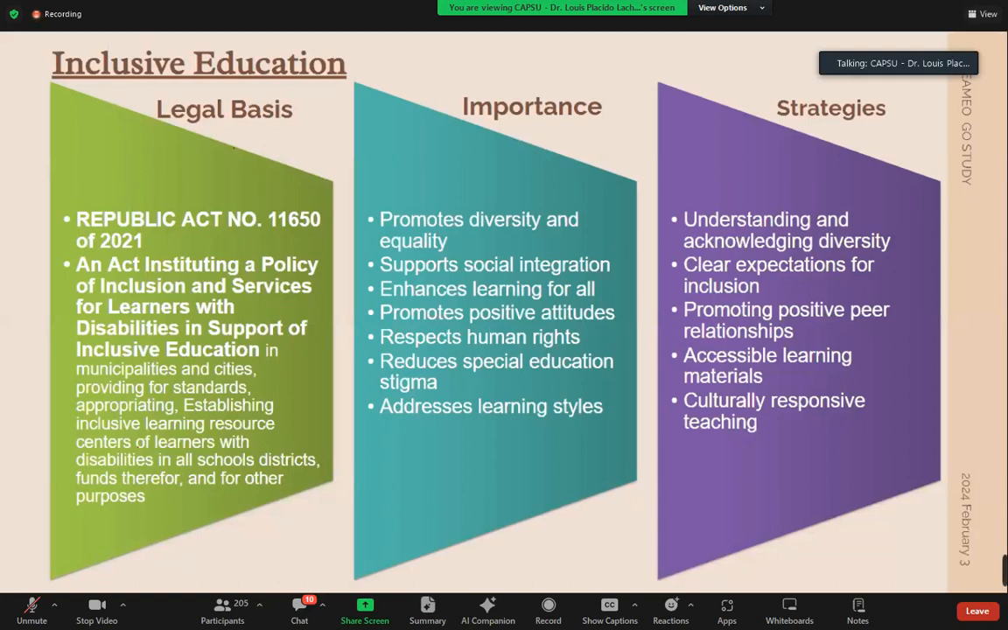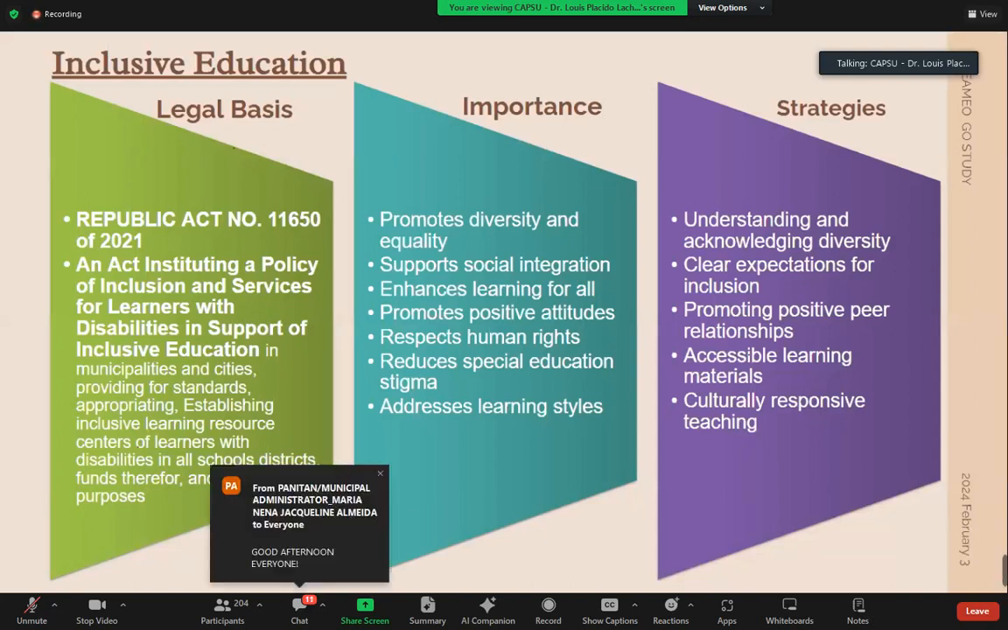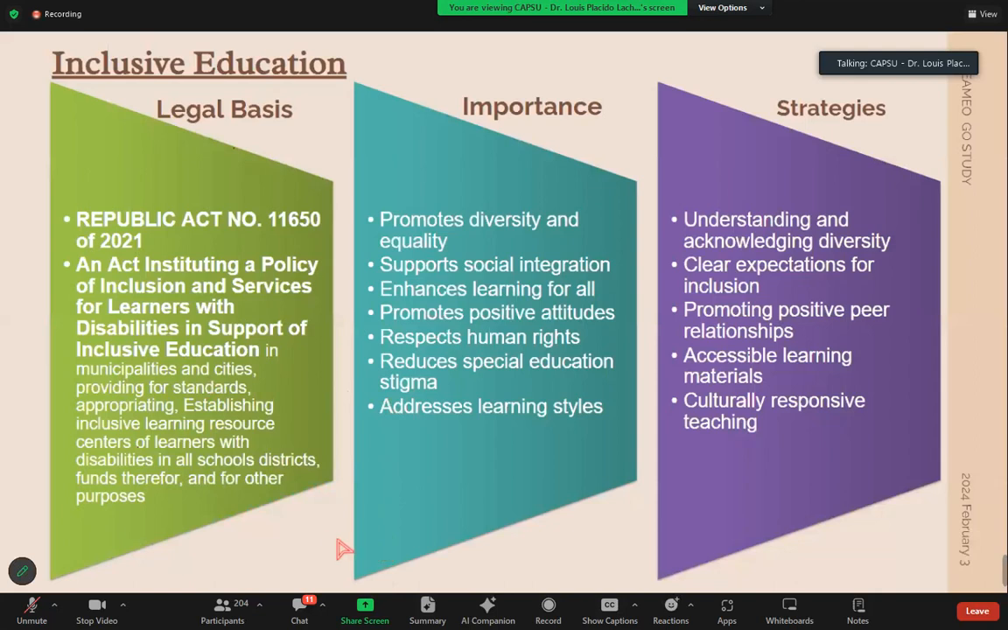So the legal basis of inclusive education in the Philippines is the Republic Act number 50 of 2021, which is an act instituting a policy of inclusion and services for learners with disabilities in support of inclusive education in municipalities and cities, providing for standards, appropriating funds, establishing inclusive learning resource centers for learners with disabilities in all school districts, and for other purposes.